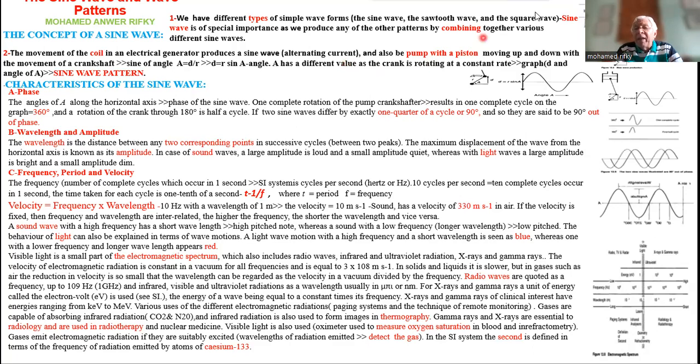So how do we create the sine wave? First of all, as we can see from the figure, we have a magnetic field, and we have a wire going through this magnetic field. Moving of this wire creates the alternating current. This is how we create electricity. And in the same way, it creates the sine wave. You can see the sine wave with its complete cycle, 360 degrees. On the other hand, we can use what we call the crankshaft, as we said before.